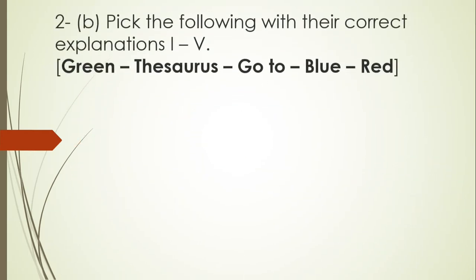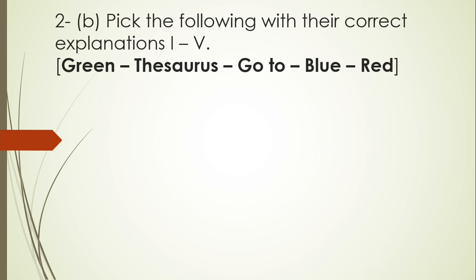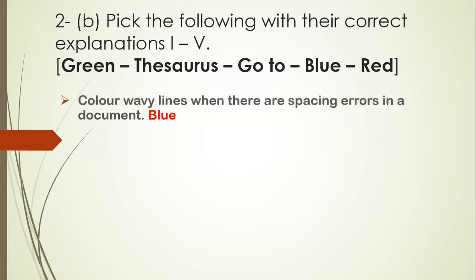Question 2B now. Pick the following with their correct explanation. So we are having a matching job to do here. We have green, we have yellow, we have blue, and then red. The first one, color wavy lines when there are spacing errors in a document. Spacing errors just means that maybe you are supposed to press the space bar only once, where you press it twice or many times. So what should hint you that there is a mistake there? So that color is blue.